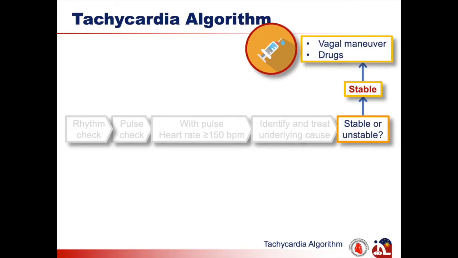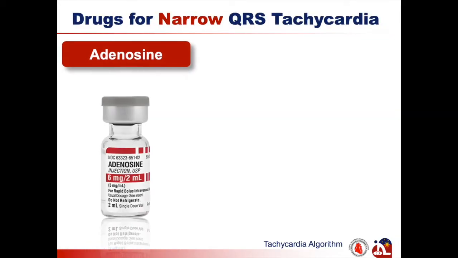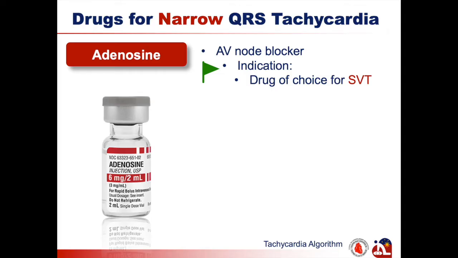Other stable tachyarrhythmias may respond to drug therapy. After administering any form of intervention, you have to check the rhythm again to see whether the arrhythmia was successfully converted or not. The next few slides will show the common drugs that we use for narrow QRS tachycardia. The first drug that we will discuss is adenosine.